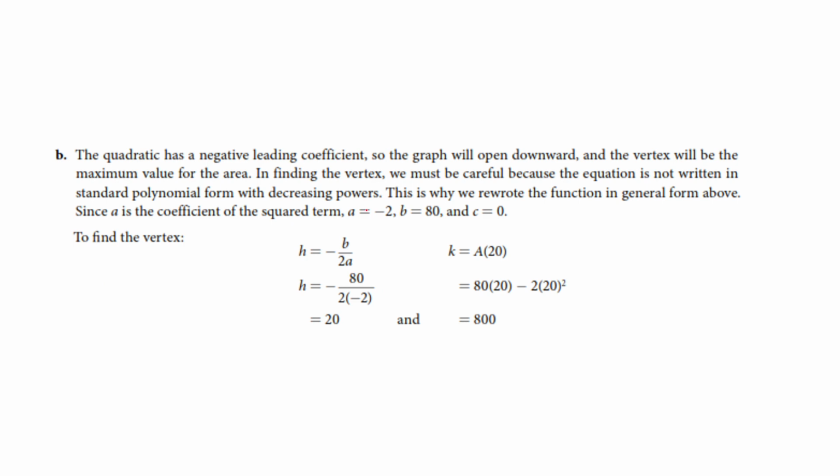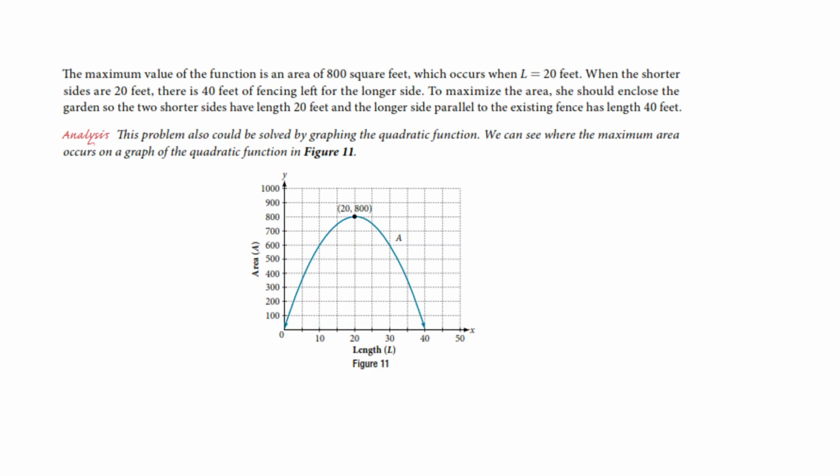Okay, so we're just doing the same thing we did in the last video, -b/2a. We crunch that, and we get an h of 20. So that's a length. That is the maximum length. And if you put it into the equation, we would get the maximum area, which would be 800. So they've got it diagrammed for us. That's the vertex. Well, that's the max length. That's the max area.